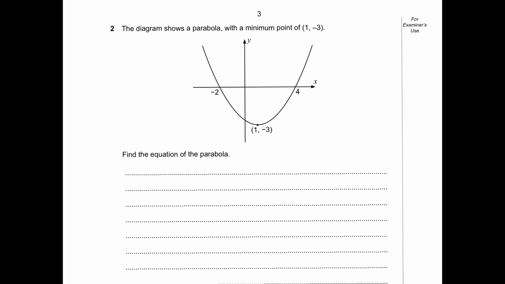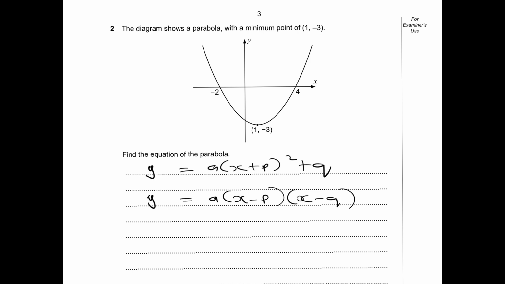We could either use this, which is in completed square form, where of course (negative p, q) gives us the turning point. Or we could use y is equal to a(x minus p)(x minus q), where p and q are our x-intercepts. So we have a choice in this case. So I'll choose to use the second equation.